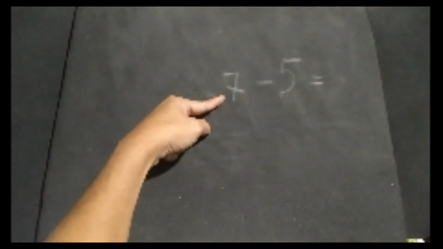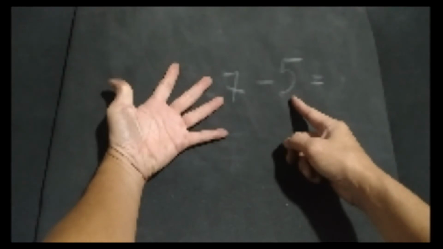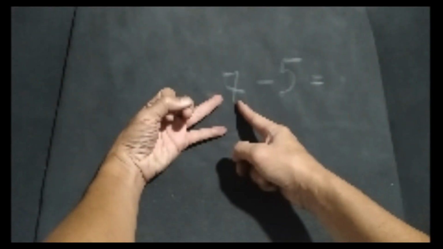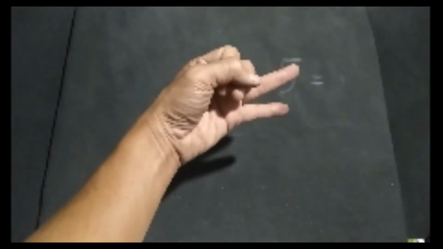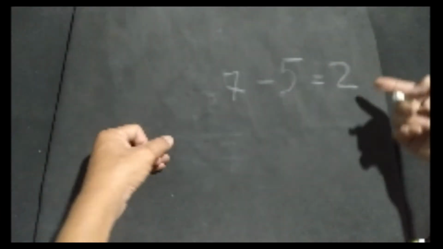We have 7 minus 5. So we start counting from 5, 6, 7, stop. We stop at 7. And we have 2 fingers. So the answer is 2.